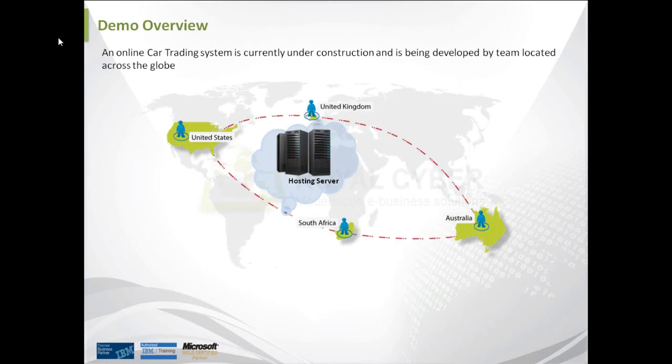For this demo, we will be considering a short case study of an online car trading system which is being developed by teams dispersed over different geographical locations. The business analyst is hosted in the United States, the product manager, part of the development team, and the deployment manager are working from the United Kingdom, and the other part of the development team is working from South Africa. The testing team is operating from Australia, and the hosted server is located over the cloud that is accessible to all the stakeholders.